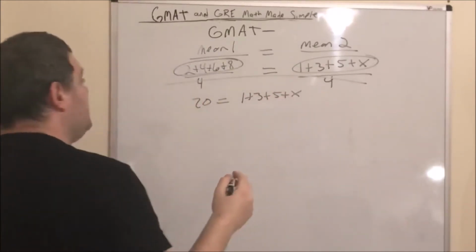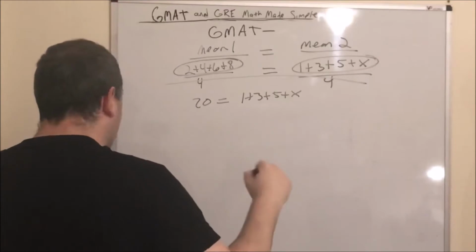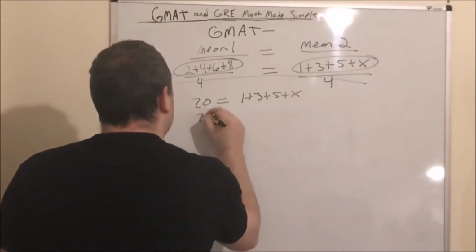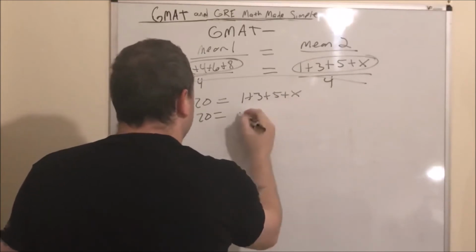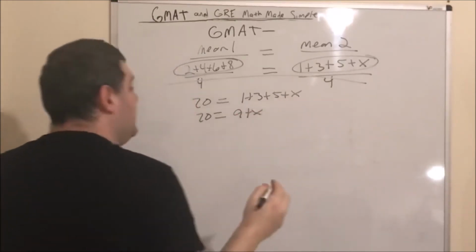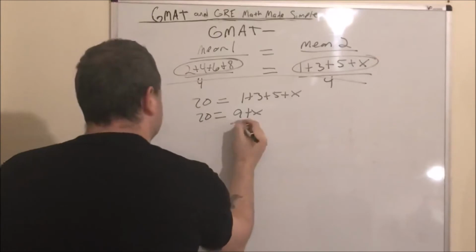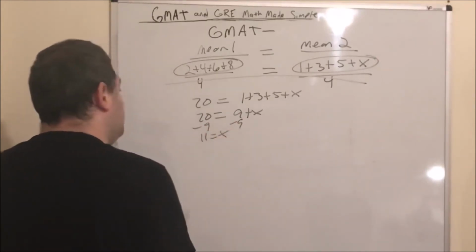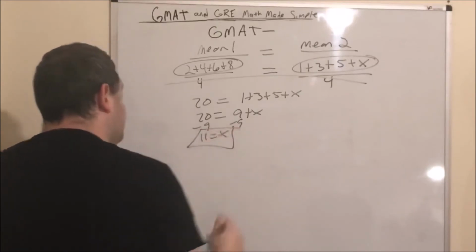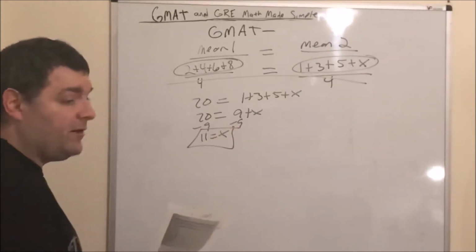Now when you go through and you do the simple like terms, we have 20 equals 1 plus 3, which is 4, plus 5 is 9, plus x. Now we need to isolate the variable, so let's subtract 9, and we got 11 equals x. So this right here is our answer. Okay, that'll be the third option.